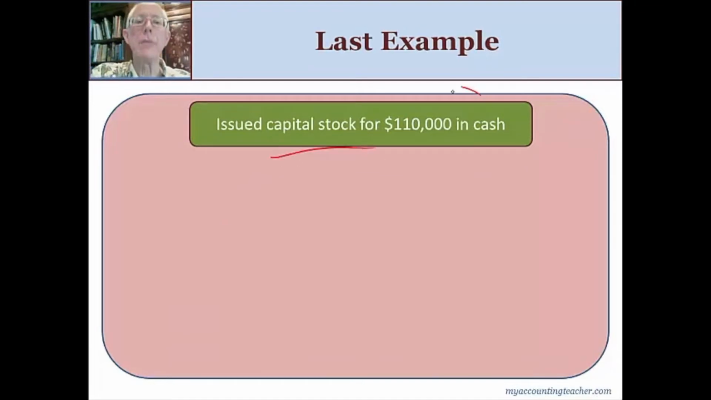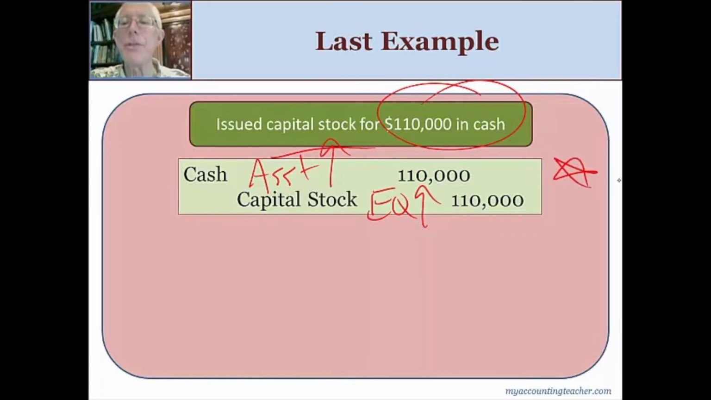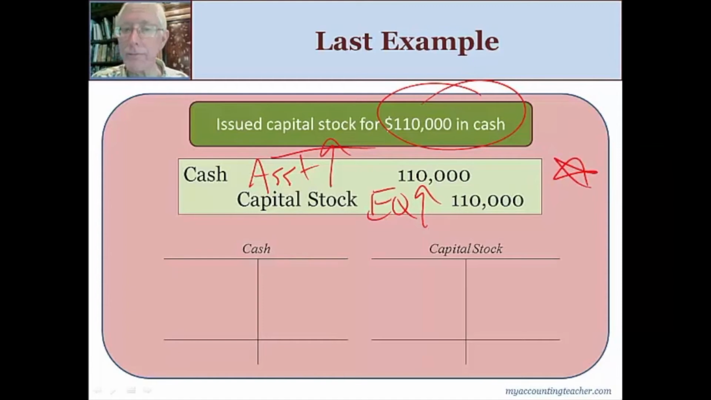One more example. We issued some capital stock, $110,000 cash. Journal entry looks just like this. The asset cash goes up with a debit. The equity account, I'll just abbreviate that EQ, capital stock goes up. There we go. We did some thinking. We're done with the analysis. Now we're just sorting and copying. We're posting.